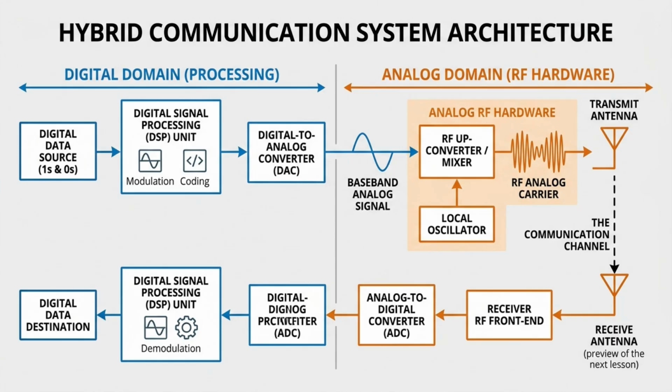In this lesson, we learned the fundamental differences between analog and digital communication and saw how each represents information in a unique way. We also explored why modern wireless systems rely on digital processing while still depending on analog RF hardware for signal transmission and reception. In the next lesson, we will explore the communication channel and discover how information travels between the transmitter and the receiver in real-world communication systems.